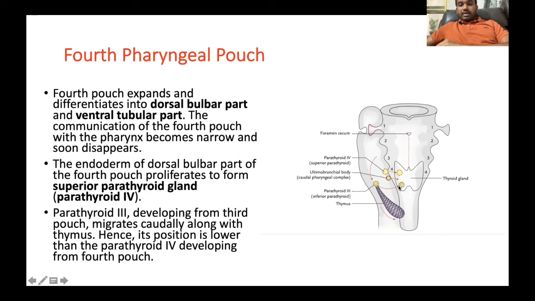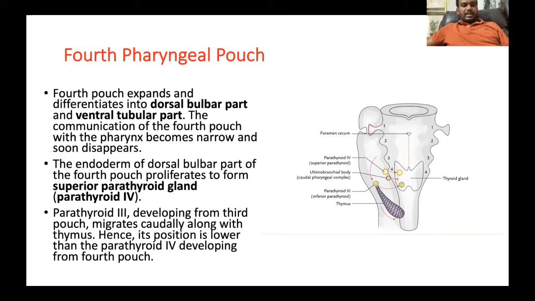The dorsal bulbar part of the fourth pouch proliferates to form the superior parathyroid gland. The inferior parathyroid gland is formed by the bulbar part of the third pouch, whereas the endoderm of the dorsal bulbar part of the fourth pouch proliferates to form the superior parathyroid gland.